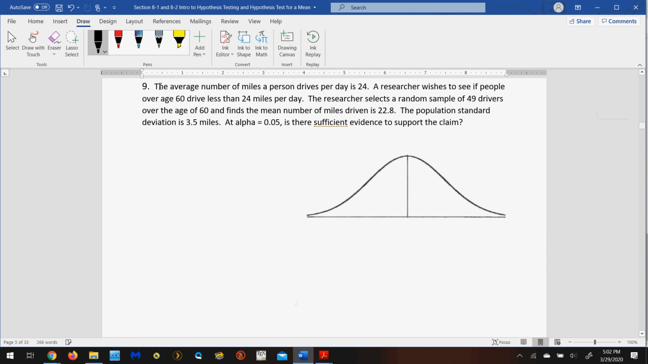So the last question says that the average number of miles a person drives per day is 24. A researcher wishes to see if people over the age 60 drive less than 24 miles per day. The researcher selects a random sample of 49 drivers over the age 60 and finds the mean number of miles driven is 22.8. The population standard deviation is 3.5 miles. At alpha equaling 0.05, is there sufficient evidence to support the claim? So start off stating hypotheses.